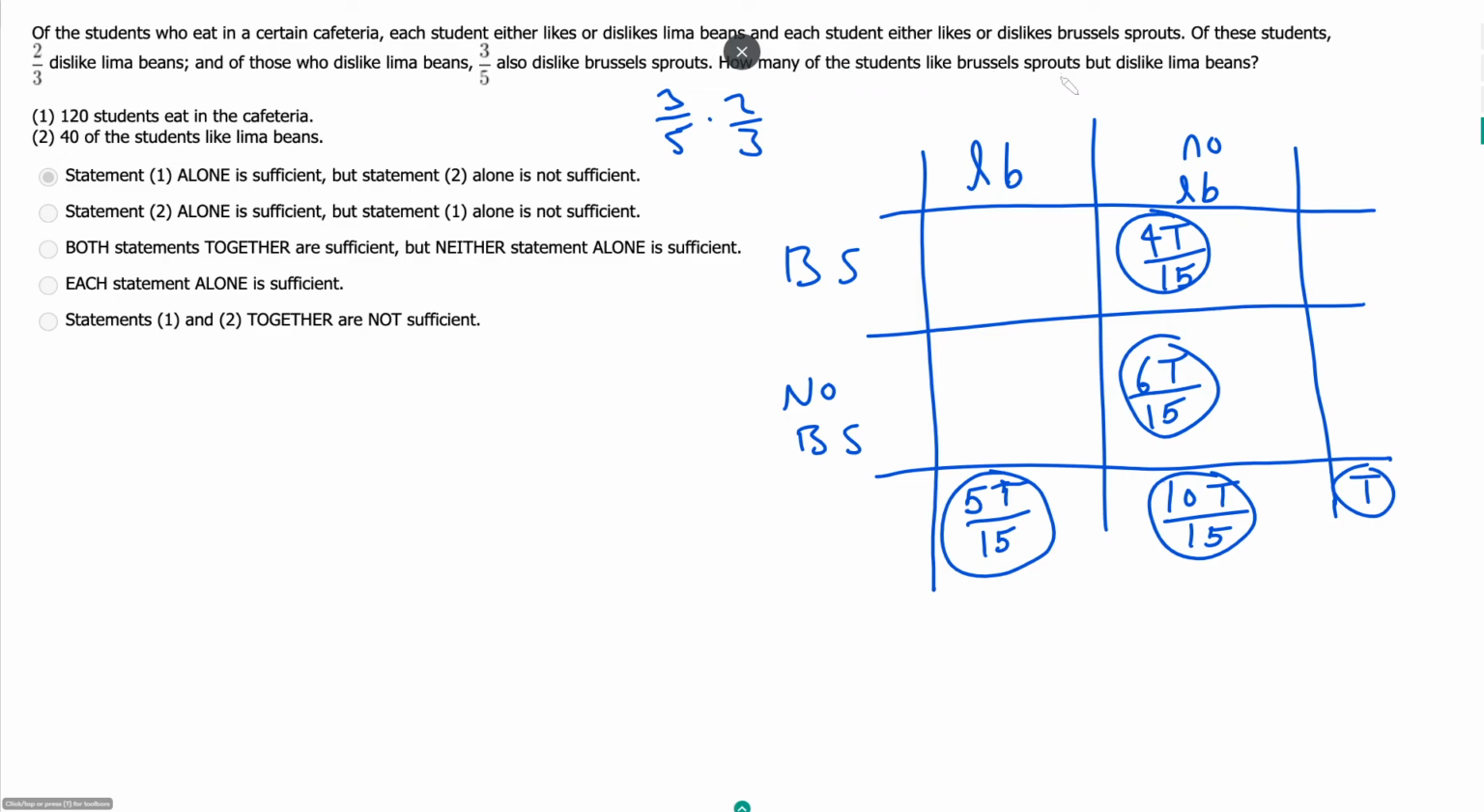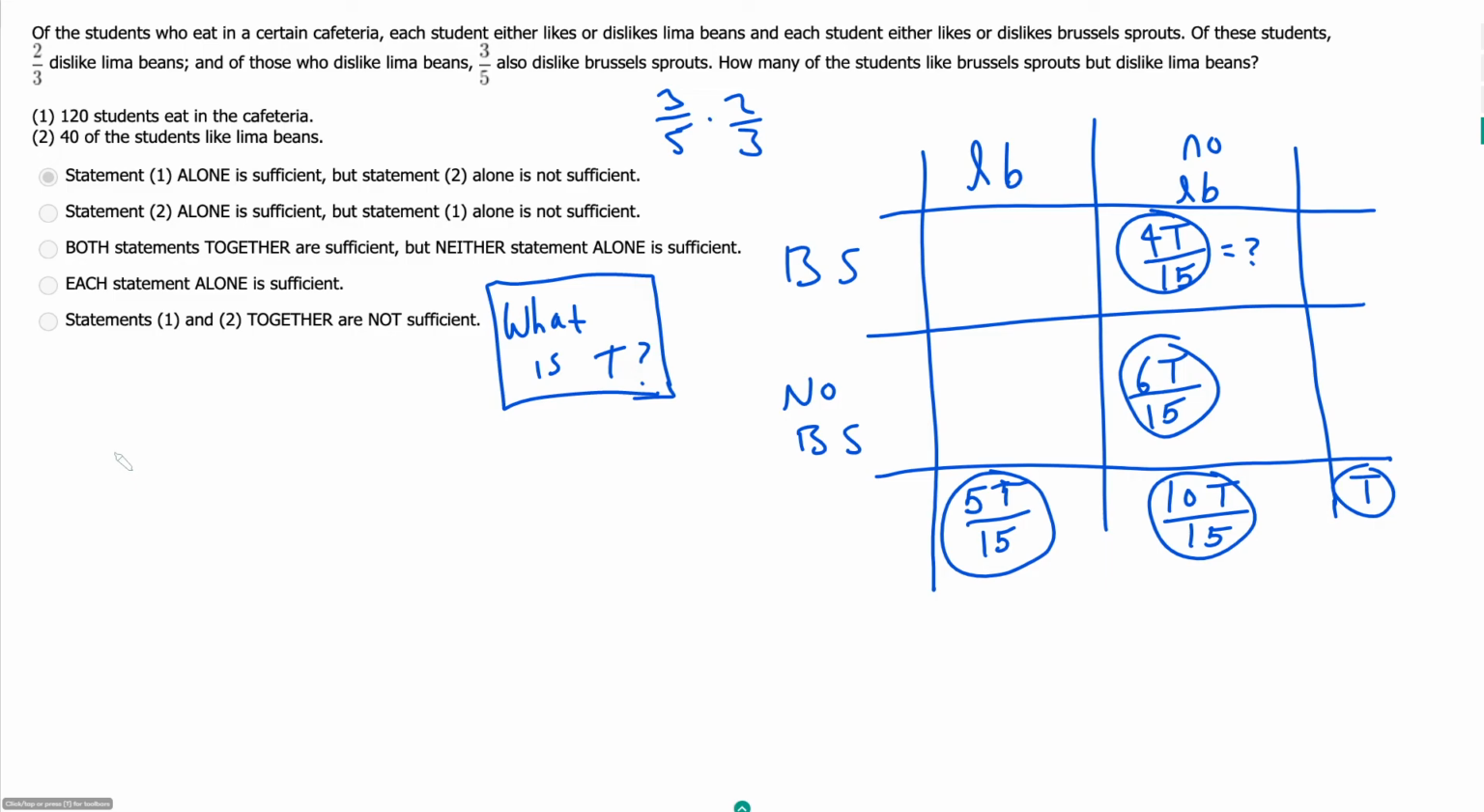How many of the students like Brussels sprouts but dislike lima beans? So we're looking for this cell here, right? But because all of our cells so far are in terms of T, if we're looking for 4T over 15, because it's data sufficiency, I can really just rephrase this question as: what is T? Or what is the number of my total students?